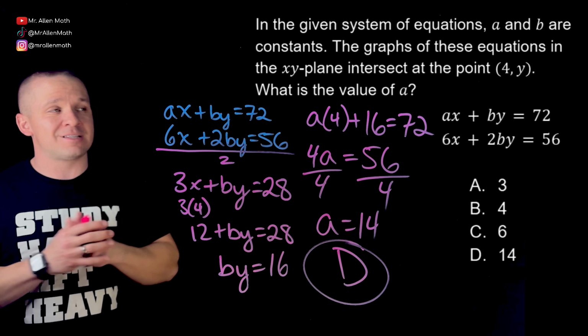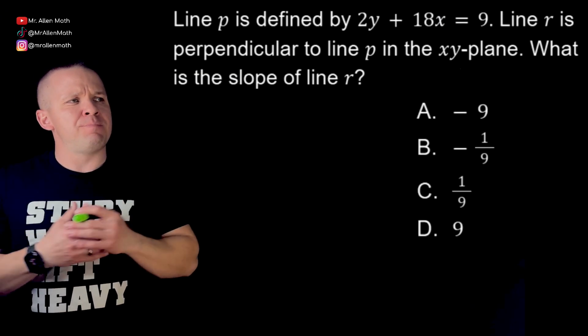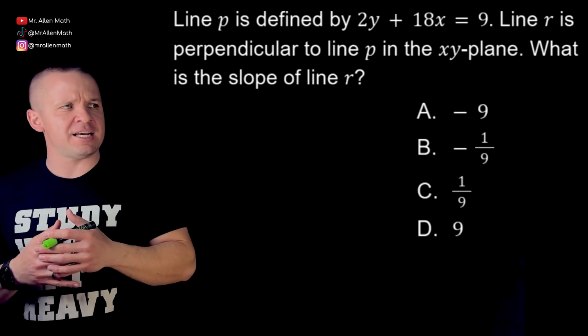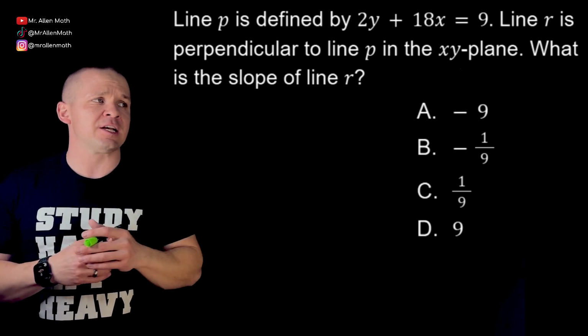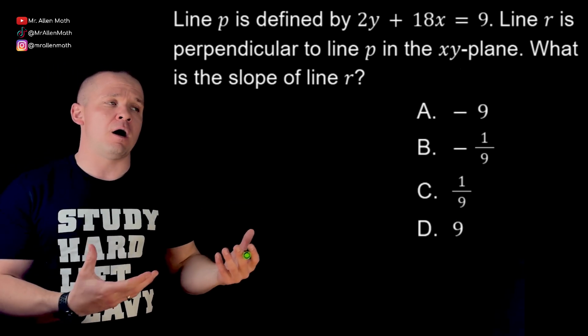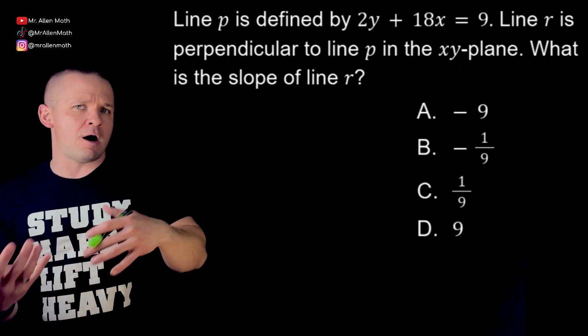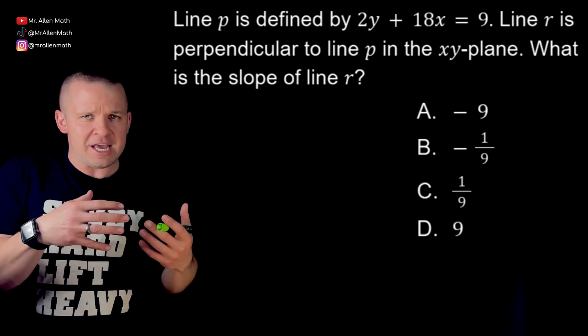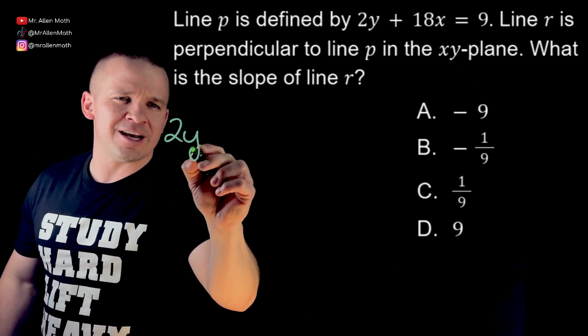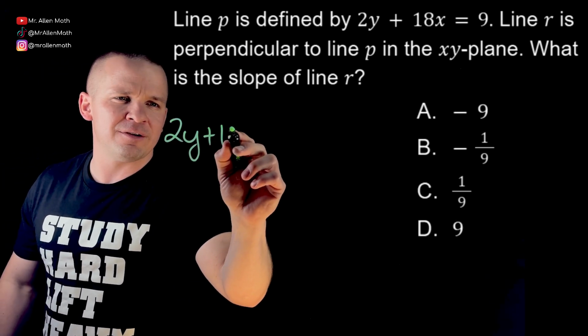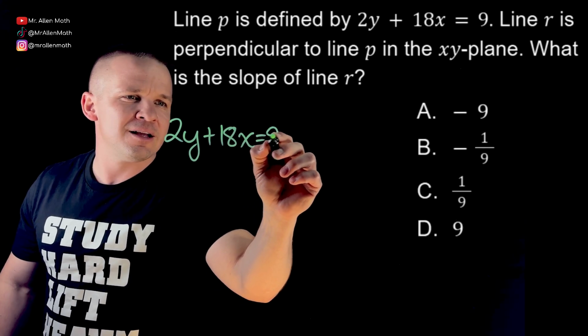Let's do another problem because these are just too much fun. All right, we got line P is defined by 2y plus 18x equals 9. Line R is perpendicular to line P in the xy plane. What's the slope of R? Well, in order to find the slope of R, I'm going to need to know the slope of P if they are perpendicular. So instead of dealing with this not so great form here, it's not even necessarily standard form, it's kind of mixed up there.